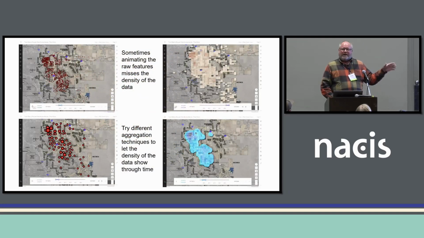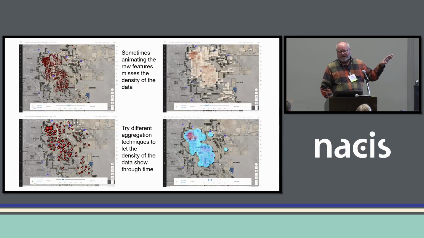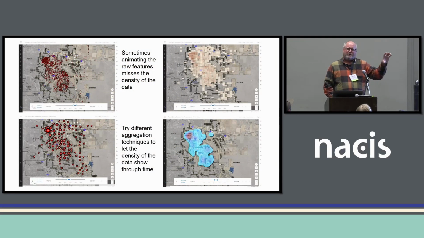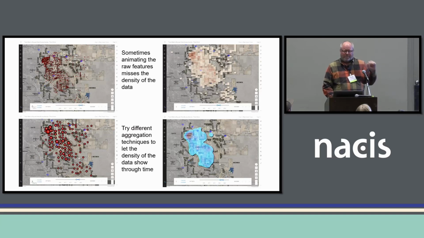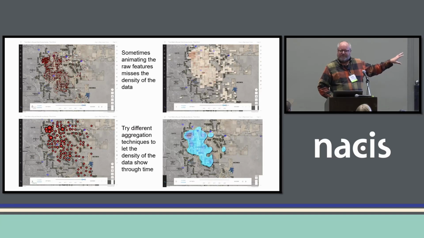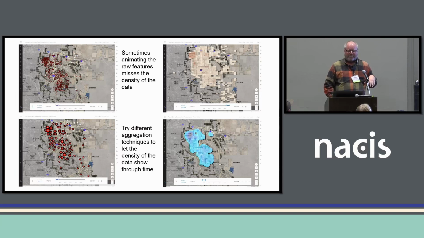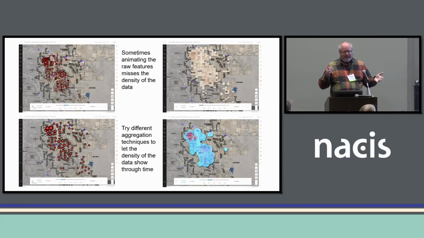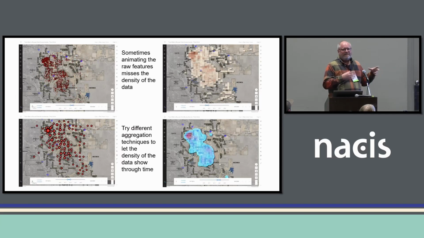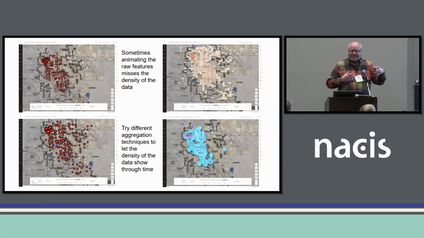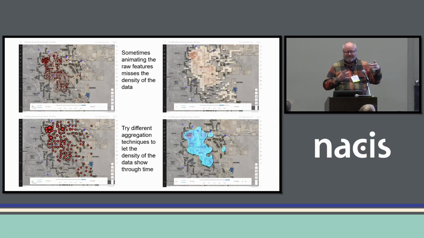So you can try different techniques. Like in the top right, we'll bin and show those individual features binning through time. Or the bottom left, we'll cluster it. Or the bottom right, a heat map. So trying these different aggregation techniques to show the density of that data can be a really powerful way to see how dense the data is through time.